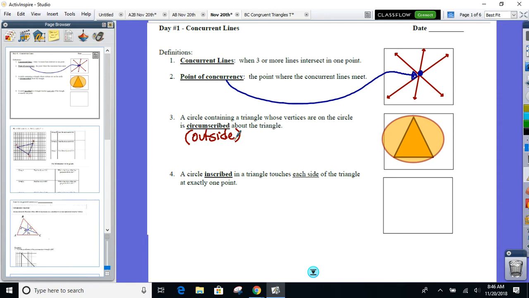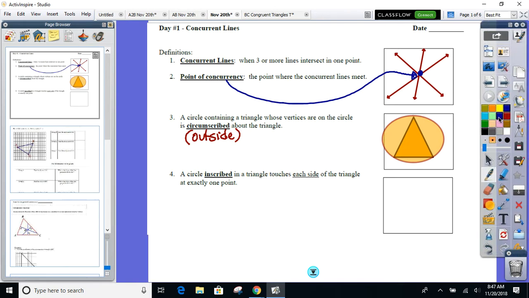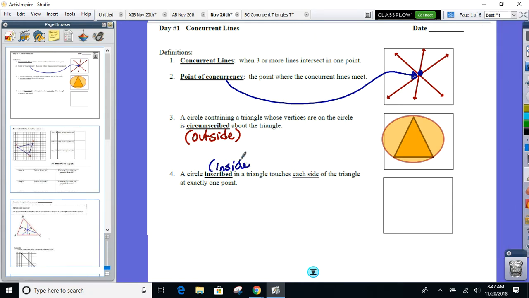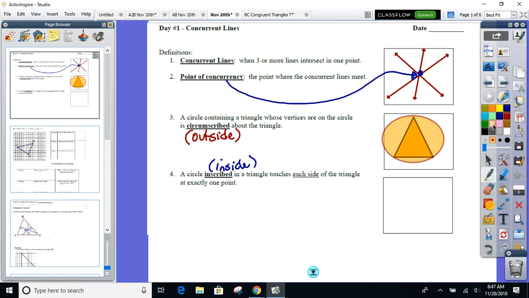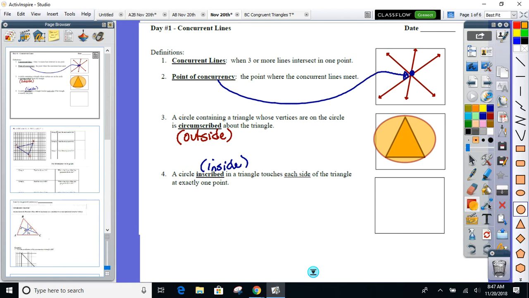What if I wanted to put the circle inside? I call it an inscribed circle. And the circle touches each side of the triangle in exactly 1 point. So again, I'm going to make a triangle, but now I'm going to put the circle inside. So each side touches it. Each side of the triangle touches the circle in 1 spot. Can we get that done?